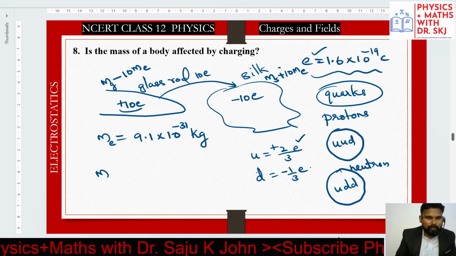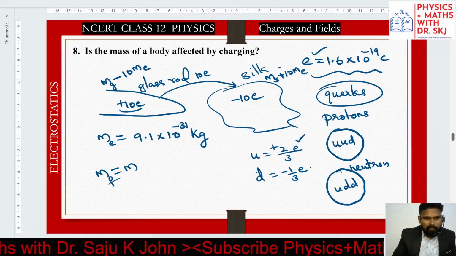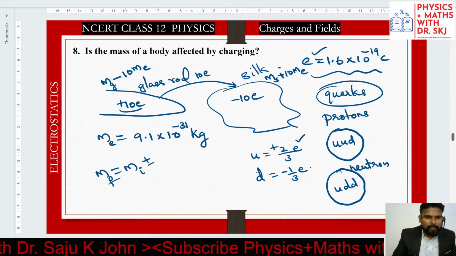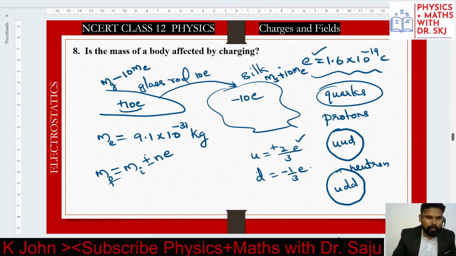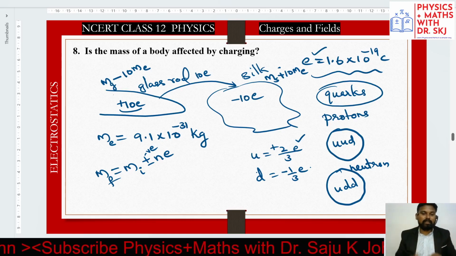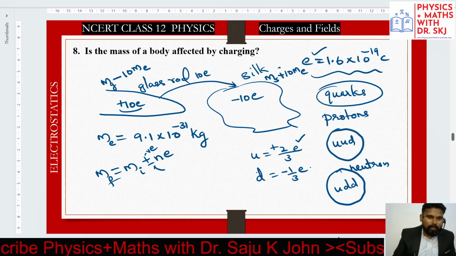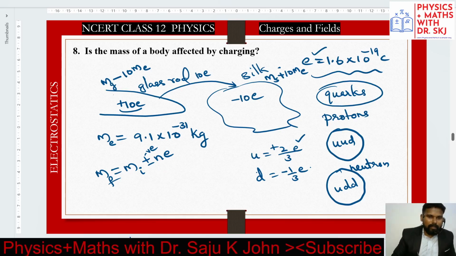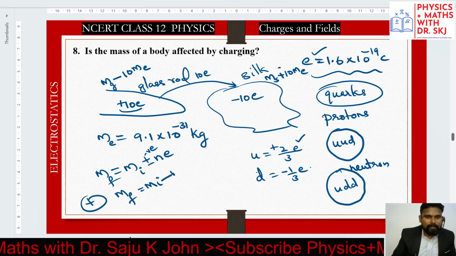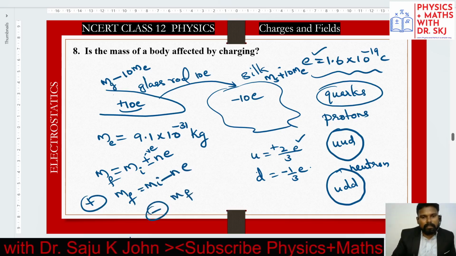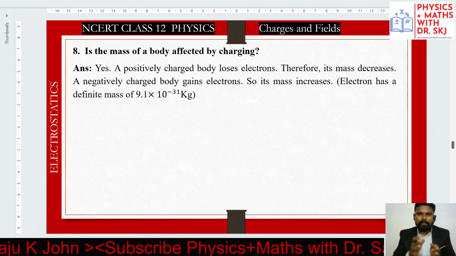So generally we can say the final mass of the body will be the initial mass, like this, mf and mi, plus or minus ne. For the positively charged body, the final mass is initial mass minus ne, and for the negatively charged body, the final mass is the initial mass plus ne, right? Okay, so we can write the answer like this.